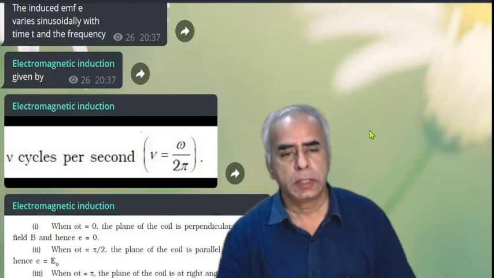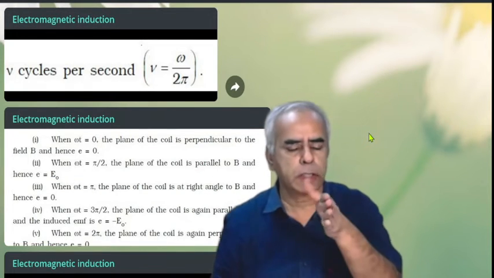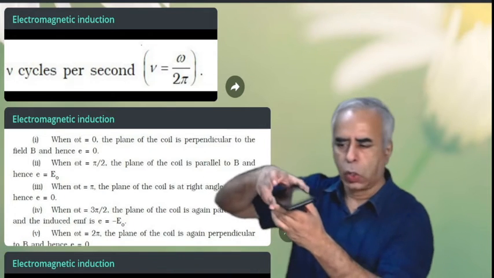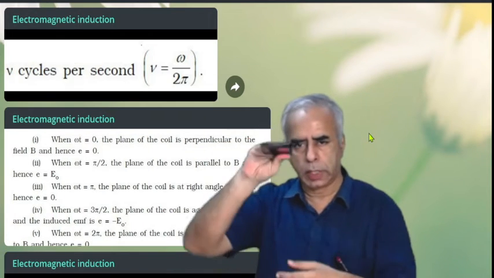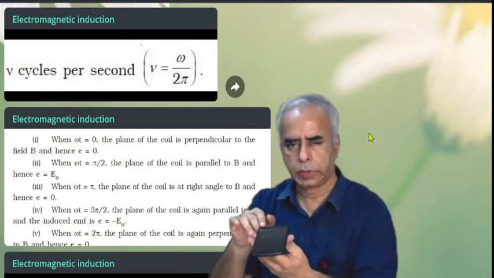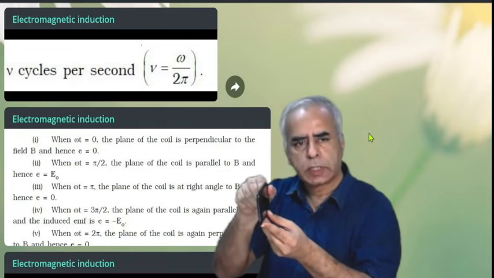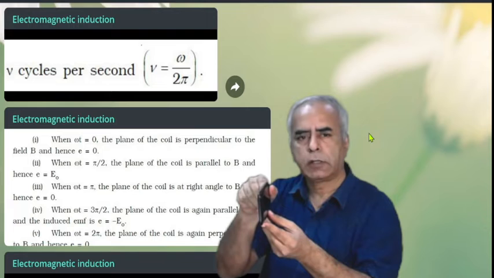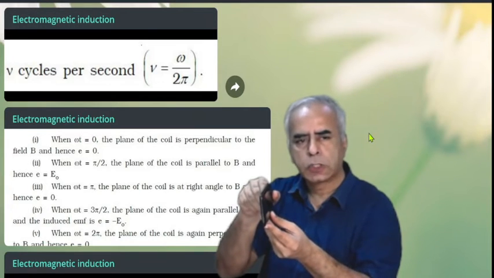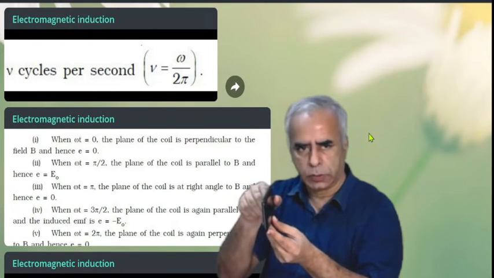When omega t, that is theta, is equal to 0, the plane of the coil is perpendicular to the field. Now look at this, assuming that this is the coil. This is the coil, I kept it like this. Now let me label it P, Q, R, S. When it is kept vertically, are you able to follow? The plane of the coil is perpendicular to the magnetic field, hence E is equal to 0 because theta is equal to 90, is it not? So E is equal to 0.